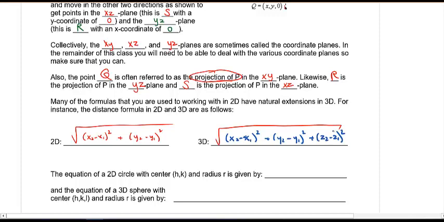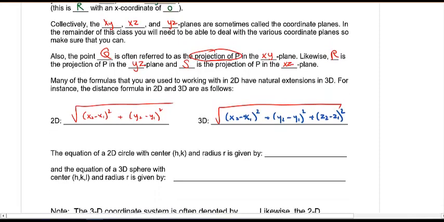Okay? And then similarly, we had the equation of a 2D circle. We learned that in pre-calculus 12. With center h comma k, it's X minus h all squared, remember that, plus Y minus k all squared, remember that, and then that equals r squared. Well, if I made it 3D, then we have a perfect ball or sphere. And notice that there's a third coordinate called Z.